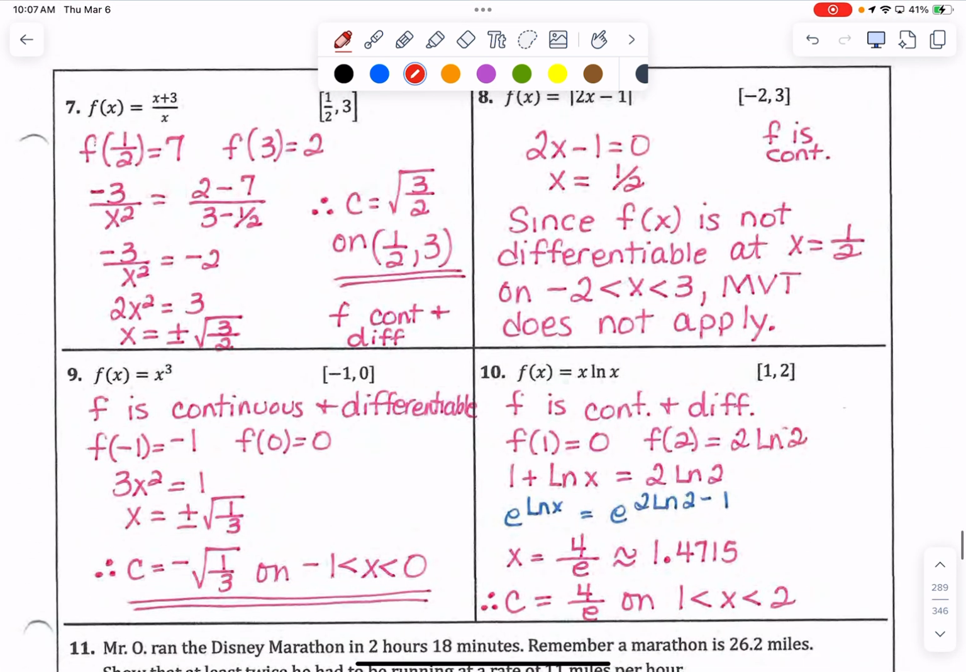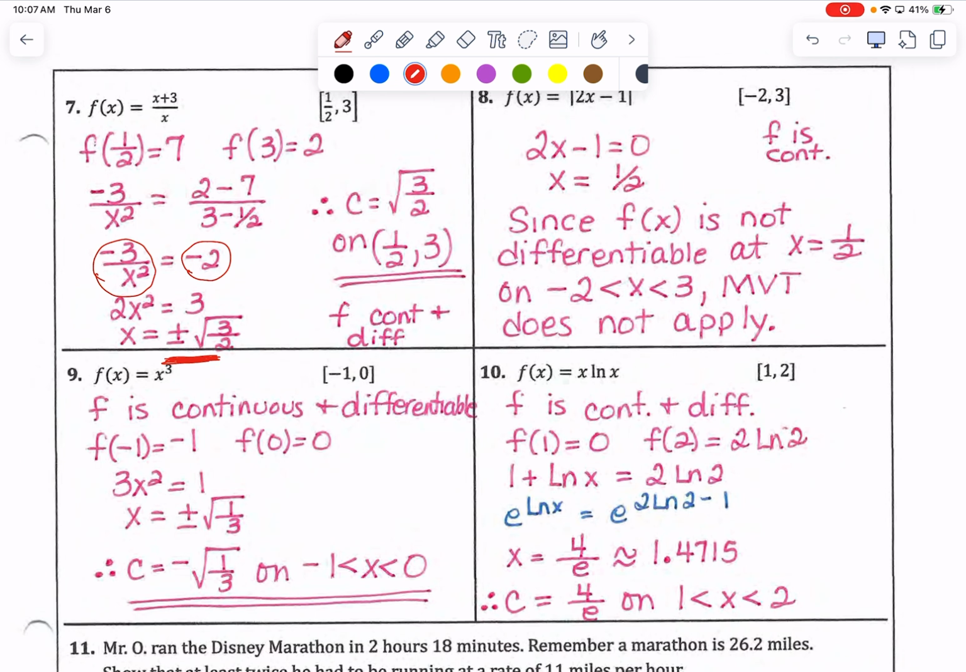Here's the rest of them. I really don't want to go through all of them, but they found 2 values for number 7. It was plus or minus root 3 over 2. You were able actually to solve that by square roots. When you took the derivative and set it equal to negative 2, I just multiplied both sides by x squared to get the x squared out of the denominator. And then you ended up with 2x squared equals 3. Divide both sides by 2, take the square root. You get plus or minus root 3 over 2.